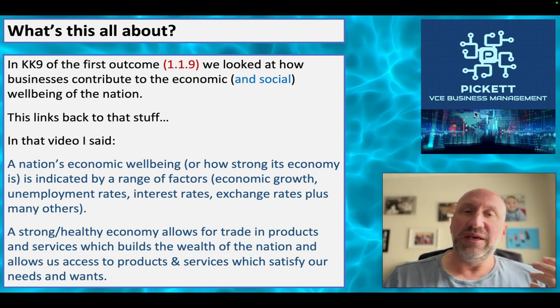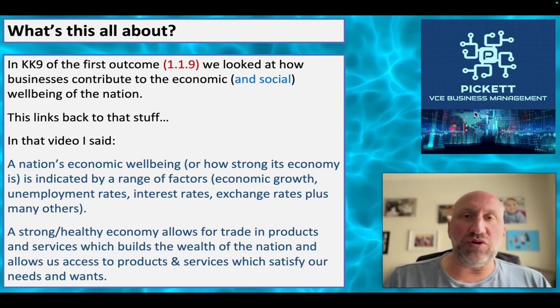Now, the idea here is that a strong or healthy economy allows for trade in products and services that build the wealth of the nation. Obviously, if you're building the wealth of the nation, that leads to strong economic well-being, but it also allows us as people living within the nation to access products and services which satisfy our needs and our wants. So basically, the stronger or healthier the economy is in the nation we're living in, Australia, the better the quality of life ultimately that can lead to.